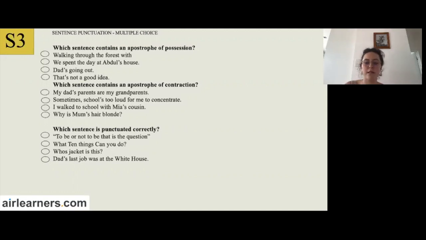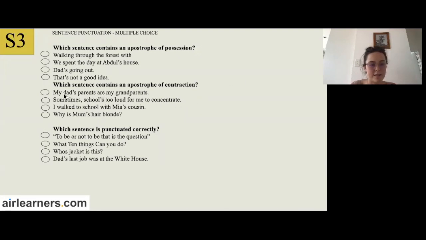So an apostrophe of possession possesses the word after. So in this case, it will be Abdul's house. This means that it's Abdul's house. So he owns the house. With the other ones, they're actually apostrophes of contraction. An apostrophe of contraction combines two words or contracts them. That's a good way to remember it.